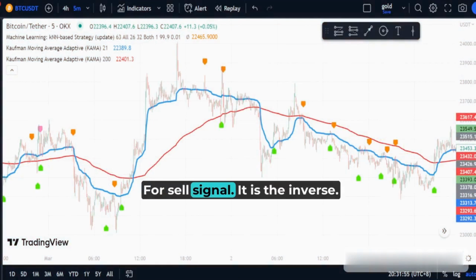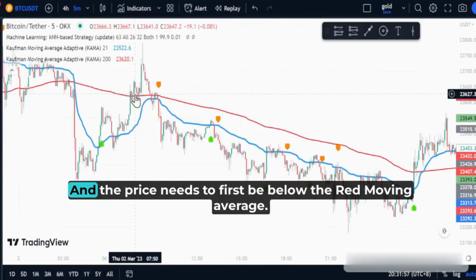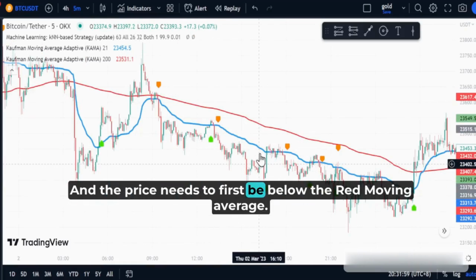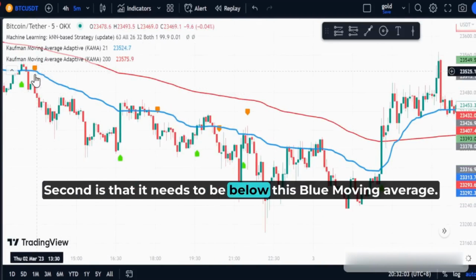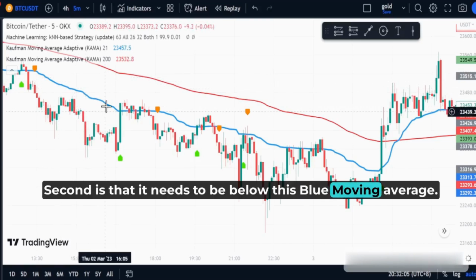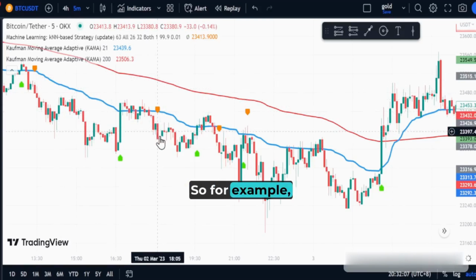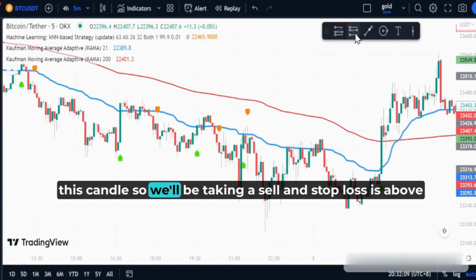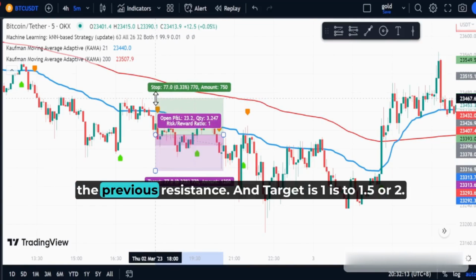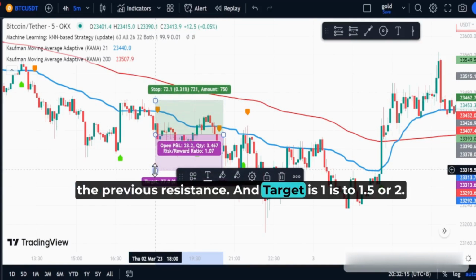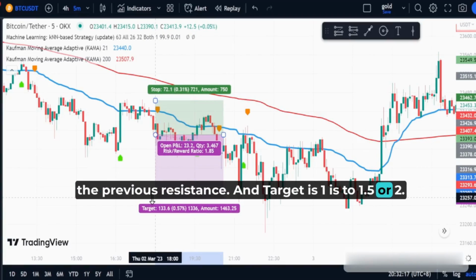For sell signal, it is the inverse. The price needs to first be below the red moving average. Second is that it needs to be below this blue moving average. So for example, this candle, we'll be taking a sell and stop loss is above the previous resistance and target is 1:1.5 or 2, okay?